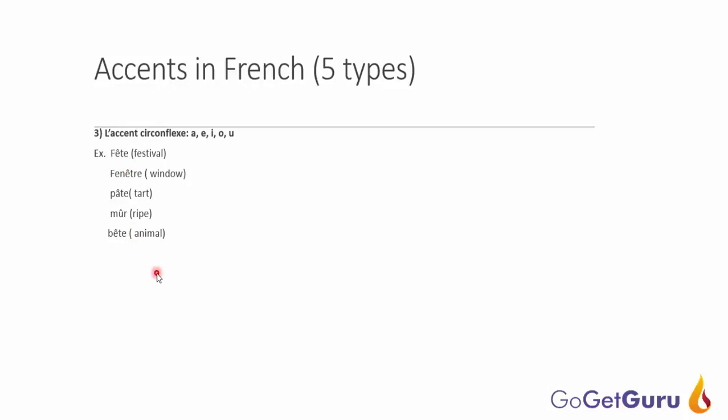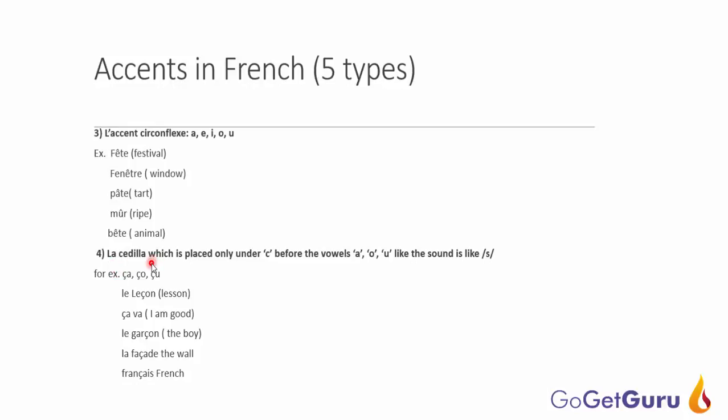First rule in French, please do not hesitate to really pronounce it, because in French, if you go and see the inhabitants of France, they really express their sounds and their vowels and everything. They don't hesitate to open their mouth and they speak. Here we Indians are a little shy about it. So let's practice this. Fête, fenêtre, pâte, mûr, and bête. So let's go to the fourth one.